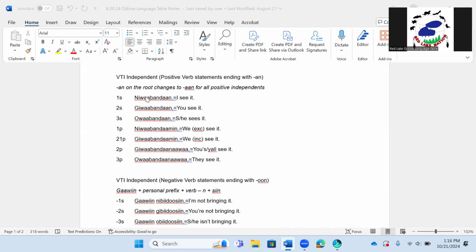And we're going to use our markers. I should have color coded these, but ni is talking about me, gi is you, and o is him or her. All right, so we're going to see the pattern here in just a little bit. We, excluding the person we're talking to, ni and min, amin, gi and amin for 1P, and then we have gi awa is the pattern for that. And then when we talk about they, o awa. All right. So our word is wabandan.